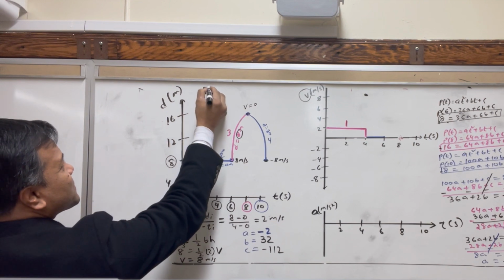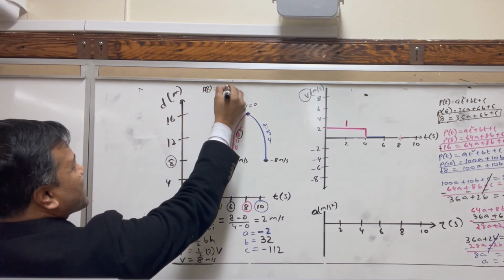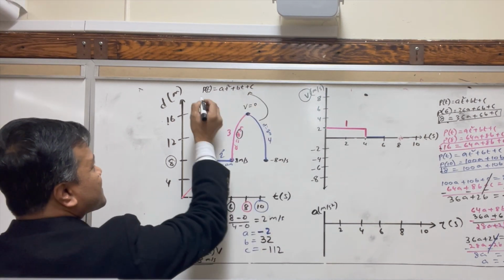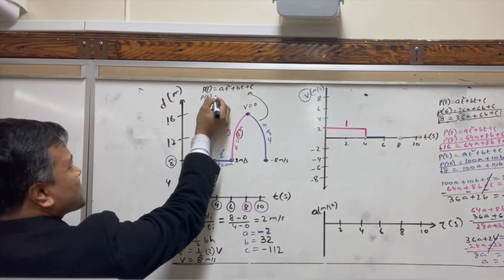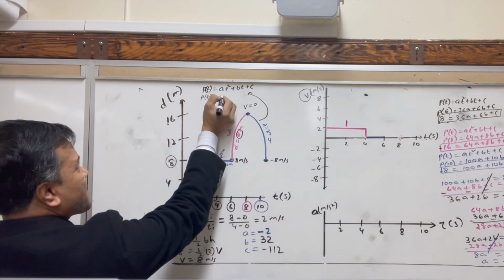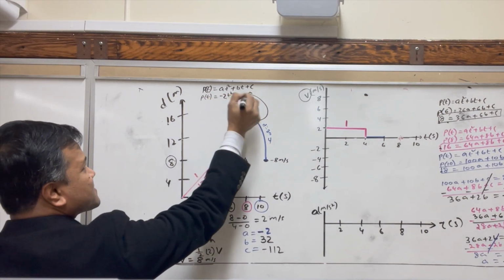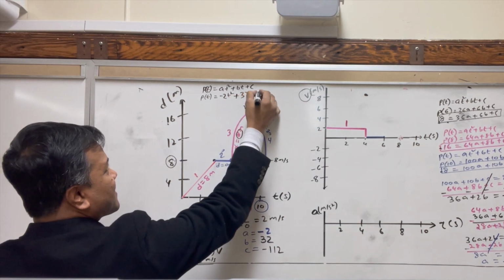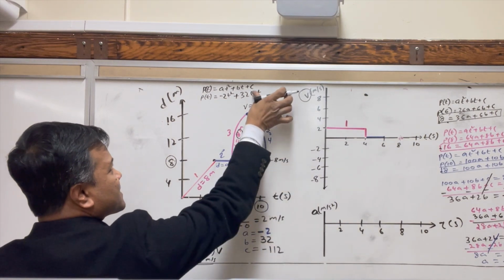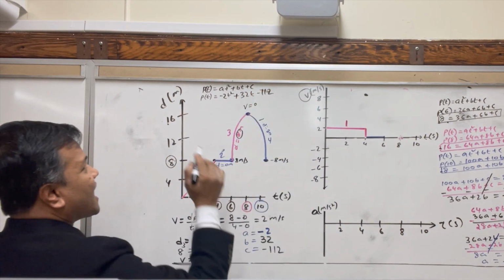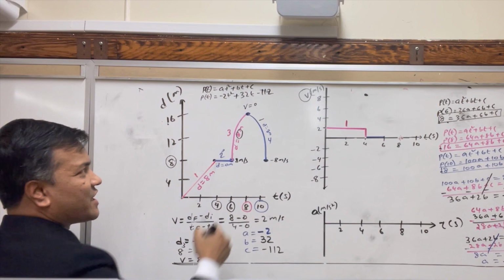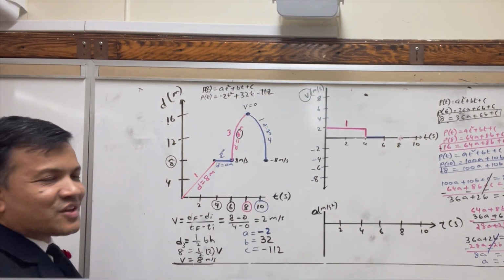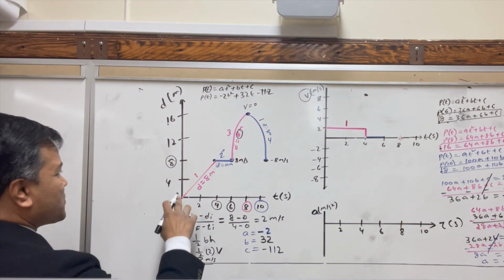P(t) is equal to At squared plus Bt plus C, of course, for this one. So P of t is equal to A is negative 2, t squared, plus B is 32t, plus C is negative 112. This is the equation for section 3 and section 4. What is the equation for this one?